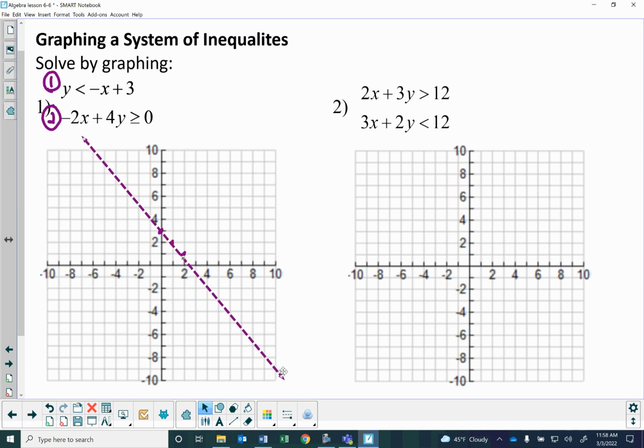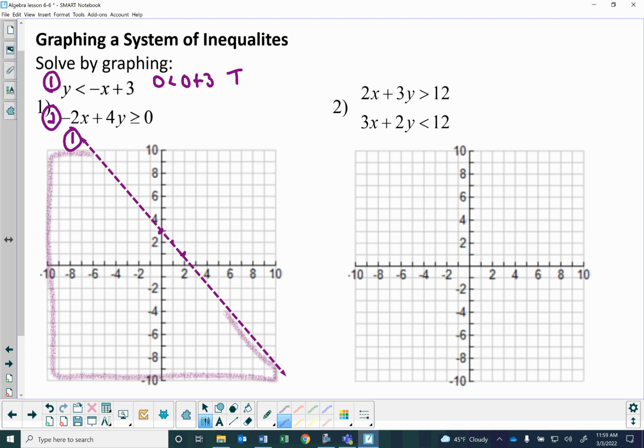There we go. So once I have this where I want it, I need to figure out a test point to shade it. Since it does not go through (0, 0), I can test (0, 0). So I am going to label it really quickly. If I tested (0, 0), I would have 0 is less than 0 plus 3. 0 is definitely less than 3, so that is a true statement. So I'm going to shade toward (0, 0). And I'm going to do this with a crayon now, because highlighter over highlighter kind of just melds to whatever highlighter you use last. So I would be shading in this general area.